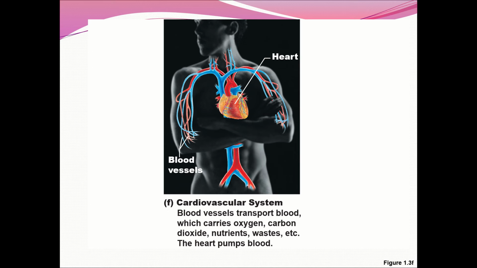The cardiovascular system consists of the heart and the blood vessels. Blood vessels will transport blood, which carries oxygen, carbon dioxide, nutrients, and wastes throughout the body. The heart is what pumps the blood, and you'll learn that there are 2 circuits that are contained within the human body. The systemic circuit, which goes to the head, shoulders, upper limbs, and then the trunk and lower limbs, and then the pulmonary circuit, which goes to the lungs.